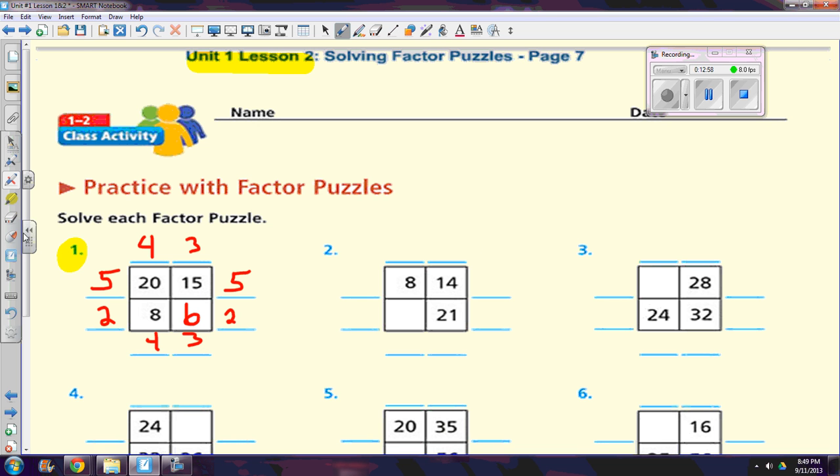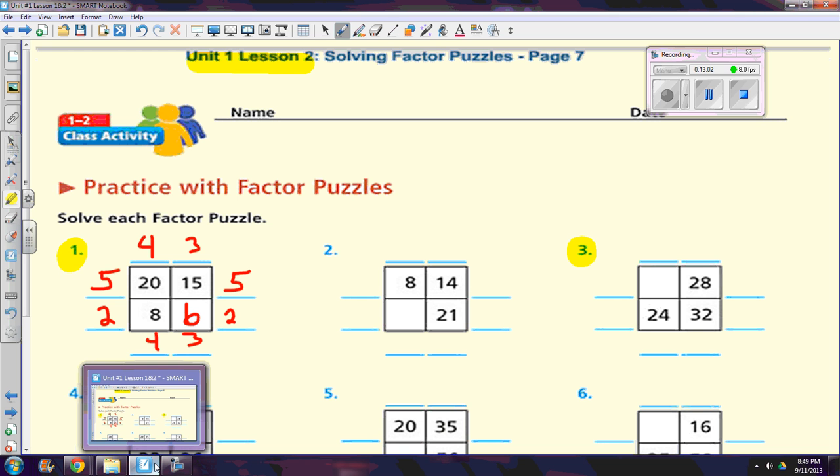Let's do another one. Let's look at number 3. So make your factor puzzle. 28 product, 24 product, 32 product. And then you're looking at the 24 and the 32, and you're saying, what are the factors of 24? What are the factors of 32? A common factor is what you're looking for.